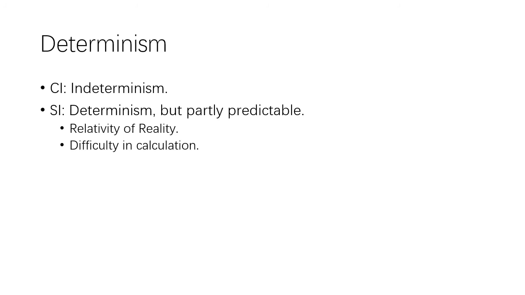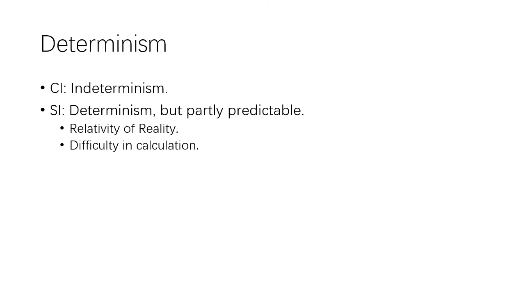Copenhagen interpretation is indeterministic because of its probability interpretation. Standard interpretation is deterministic because it acknowledges reality. However, this is different from Newtonian determinism.